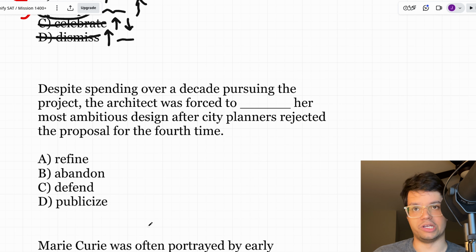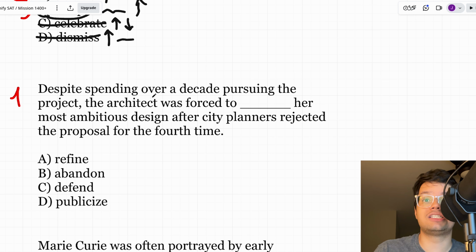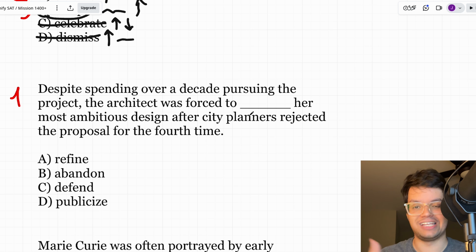Let's go through a few more of these. Despite spending over a decade pursuing the project, the architect was forced to blank the most ambitious design after city planners rejected the proposal for the fourth time. So as for my re-explanation of the passage, this architect pursued this for a very, very long time, but was forced to abandon the idea after they kept getting rejected again and again. They eventually had to give up on their dreams.